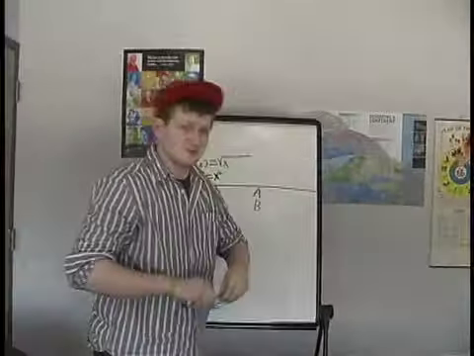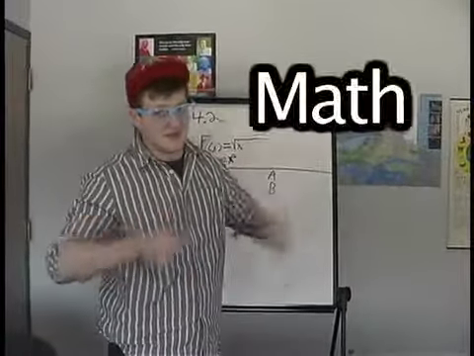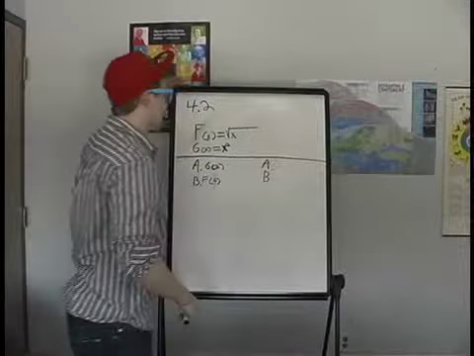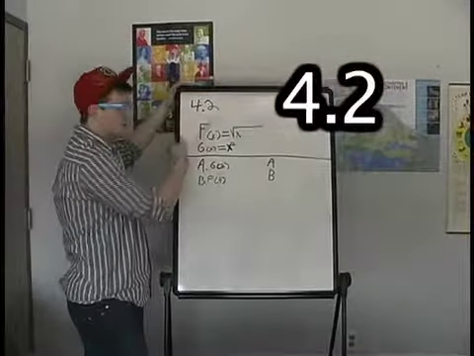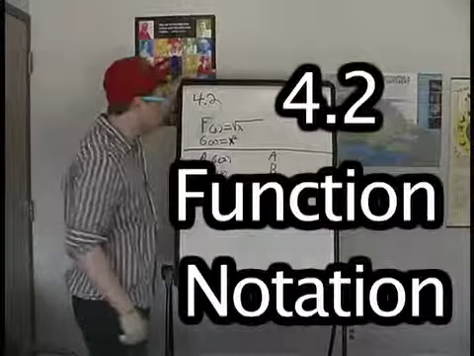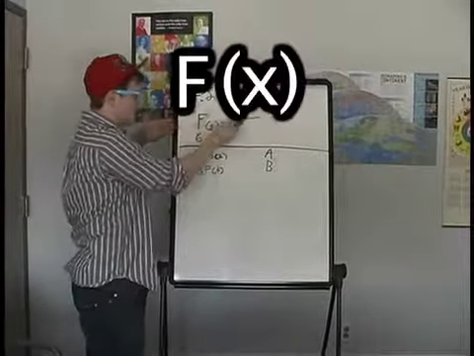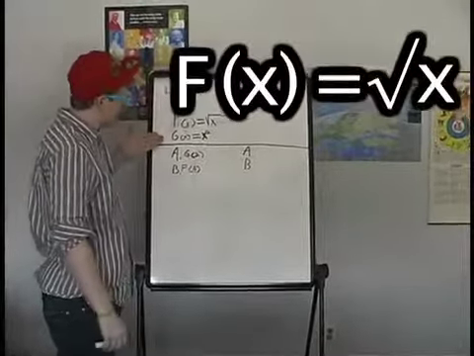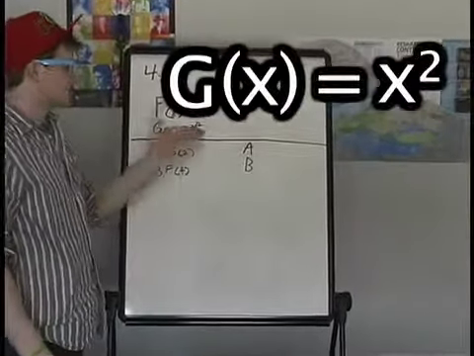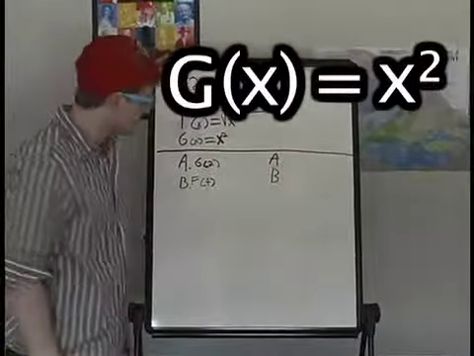Today, we're going to learn about math. We're working on section 4.2, function notation. See, we have f of x equals square root of x, and g of x equals x squared.